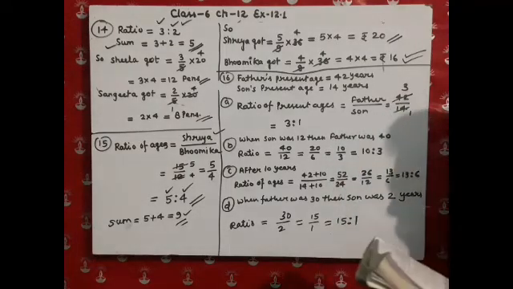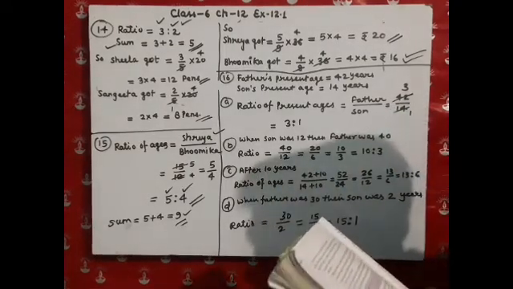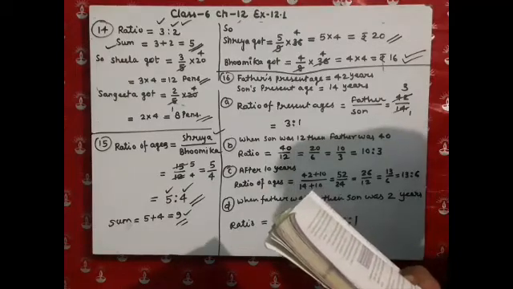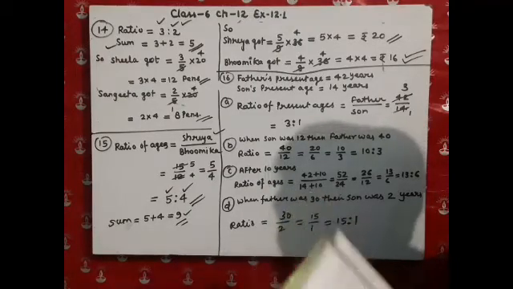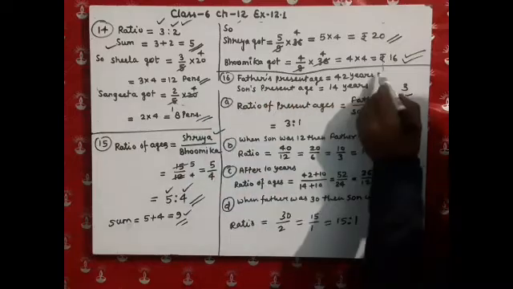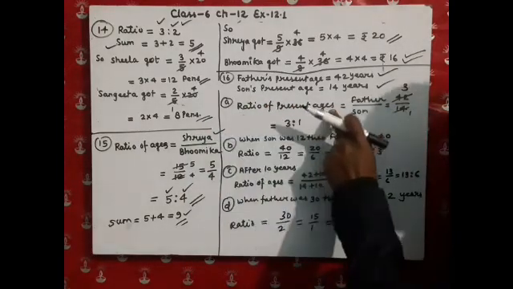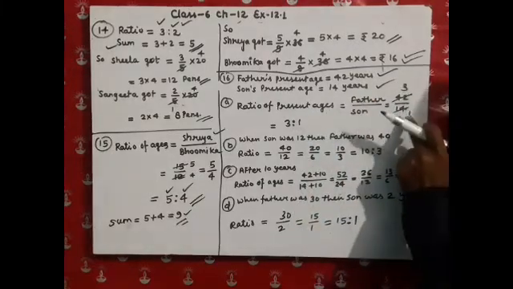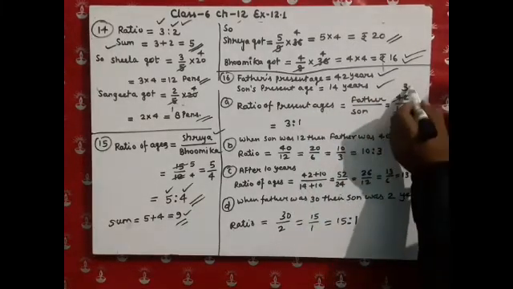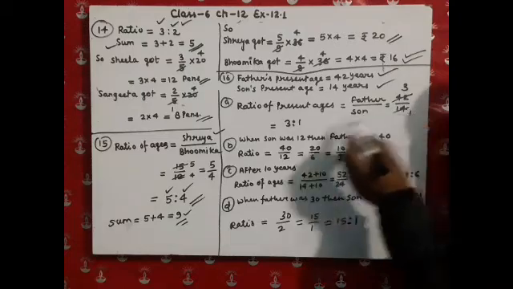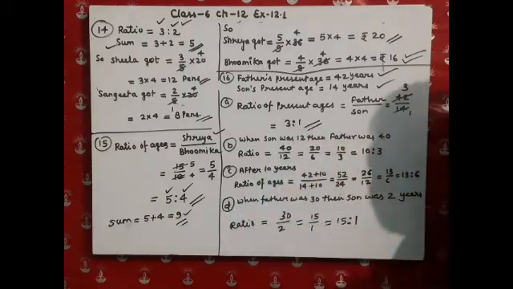Now going to the 16th question. This is the last question of the exercise. The present age of the father is 42 and the son is 14 years. So here the present ages are given, 42 and 14 years. The ratio of the present ages of the father to the son is 42 upon 14. 14 threes are 42, so it becomes 3 upon 1, that means 3:1.